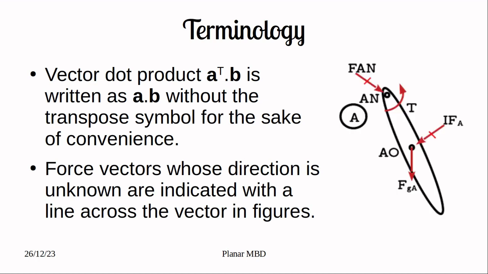Force vectors, in the figures: the gravity force is always vertically downwards, so its direction is known and it is drawn in this way. But the inertia force, and FAN, which is the reaction force, are not known and are also variables, so in the figures they are shown by a line crossing the vector.